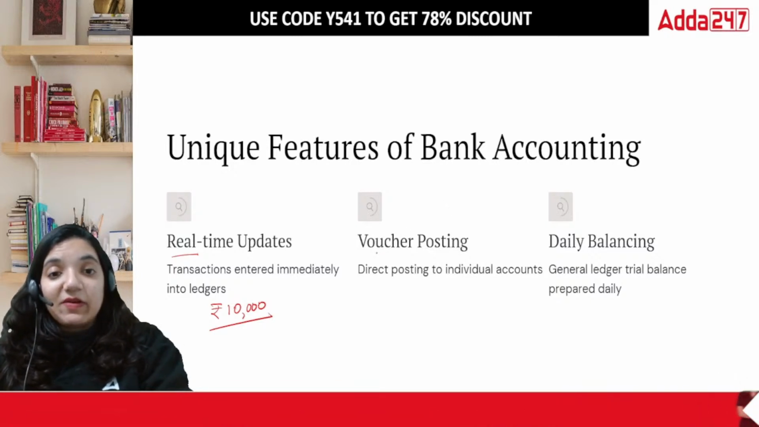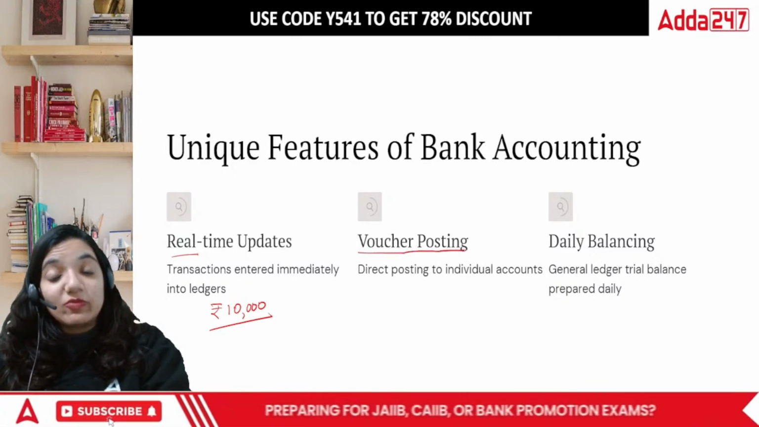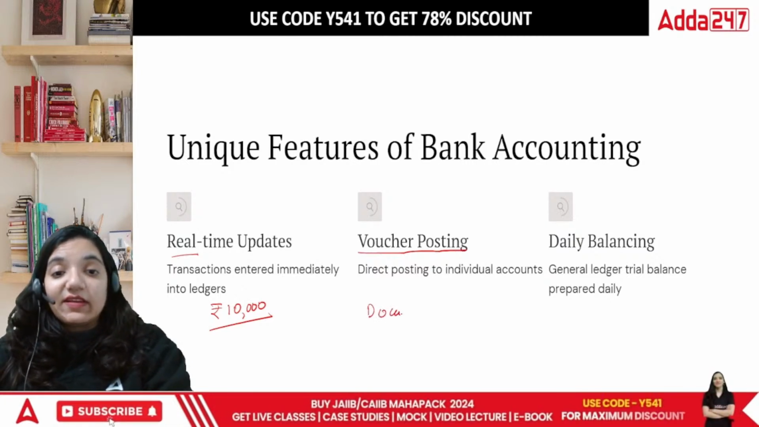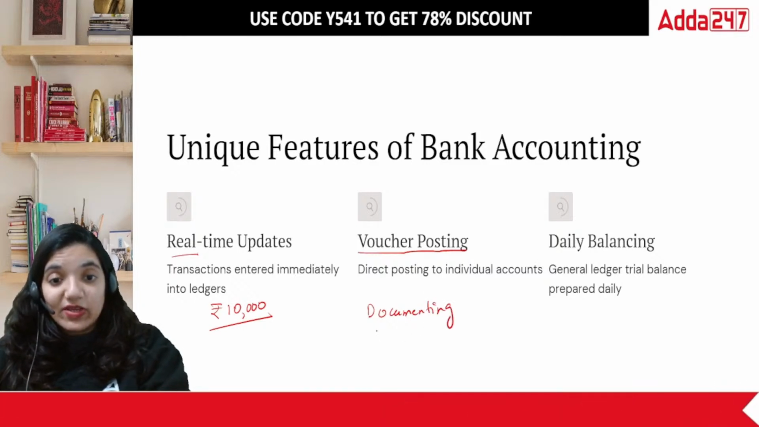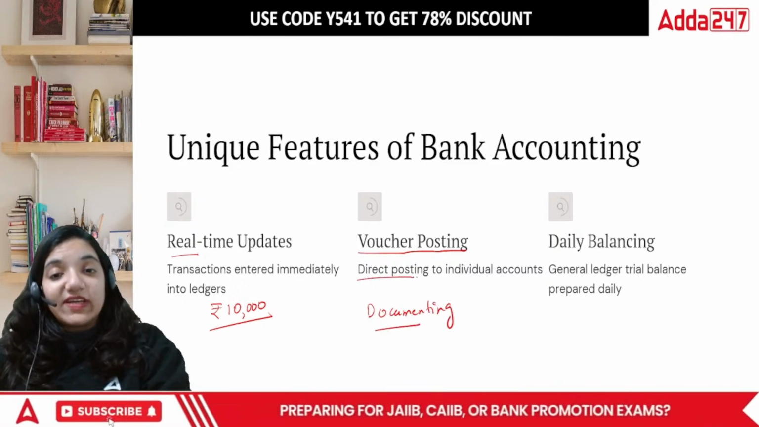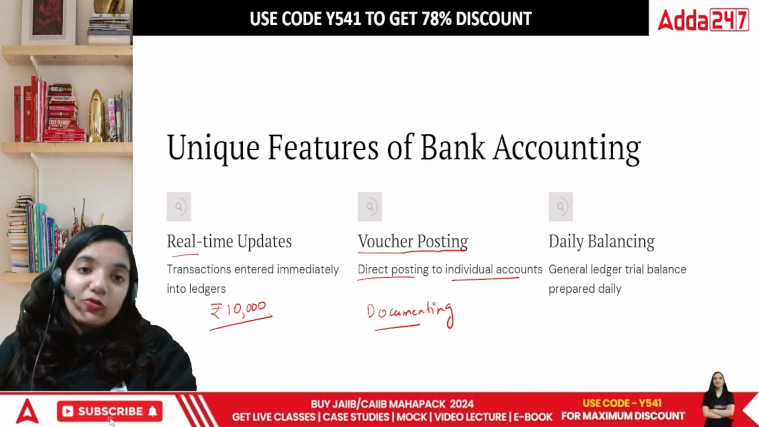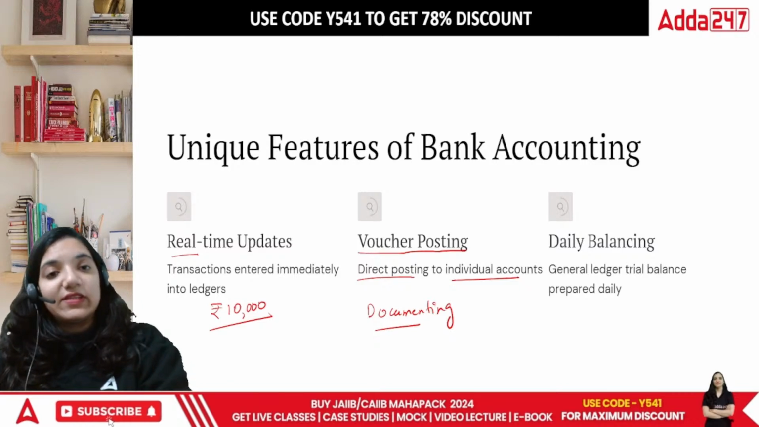And then the next part is voucher posting. What do you mean by voucher posting? Voucher posting is basically documenting everything that is happening in the organization in the commercial area. ठीक है, that includes direct posting to individual accounts. Whatever individual account we're talking about, we have to put all that in that specific account itself.